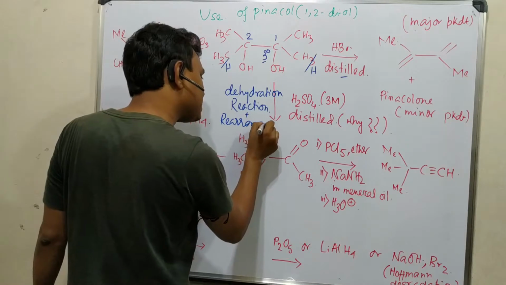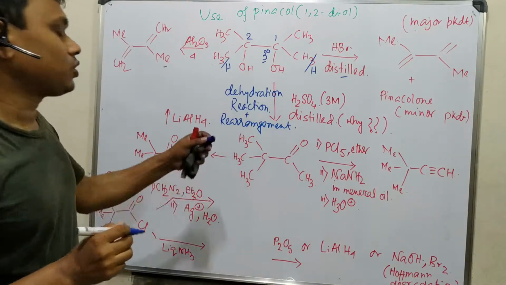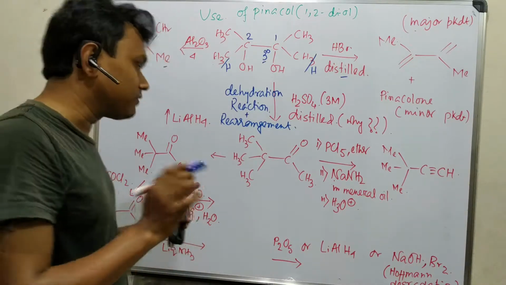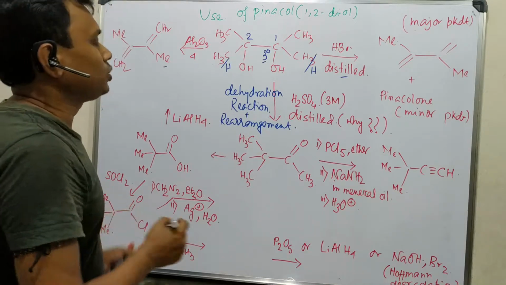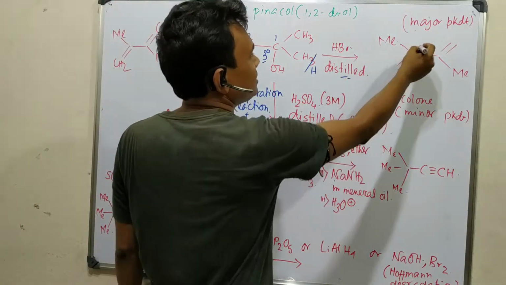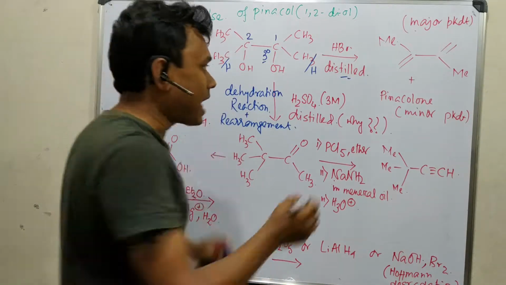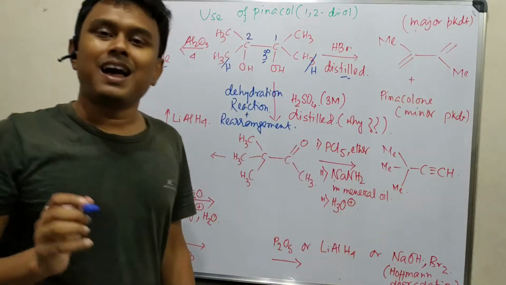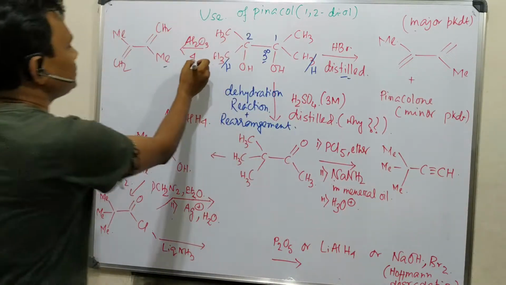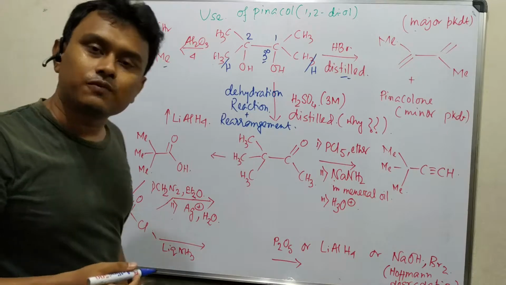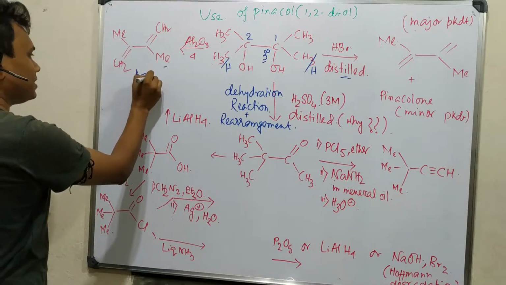I will discuss this rearrangement in the next video. This is called the pinacol rearrangement. It's a very important topic. So let's start the discussion. If we use HBr and distill, it produces this trans alkene as the major product, and the minor product is pinacolone. I will explain. You can see if we heat in presence of alumina, this produces this, actually a trans alkene.